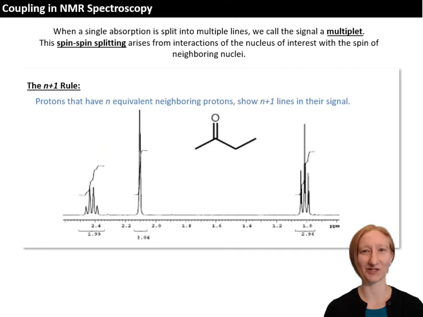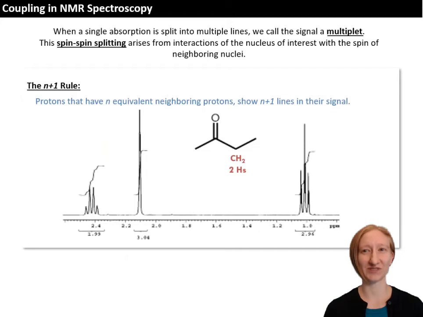split into n+1 lines. So as an example, this methyl group that's circled in red is next to a CH2 group, meaning it's next to 2 protons. So n is 2. n+1 then is 3. So the signal for that methyl group will be split into 3 lines. It'll be a triplet. And that's what we see in the peak at 1 ppm. That peak arises from the methyl group and it's split into 3 lines. It's a triplet.